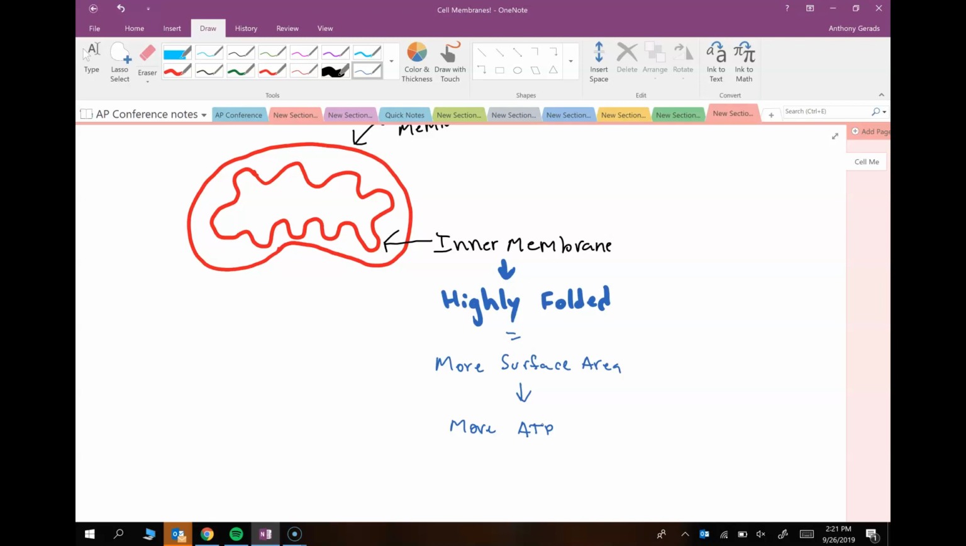More ATP. ATP is an energy molecule. It's called adenosine triphosphate. That's how our body gets our energy, is this molecule called ATP. Okay? Questions? Okay.